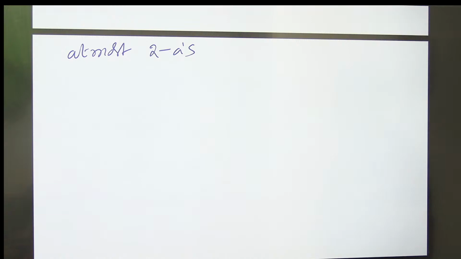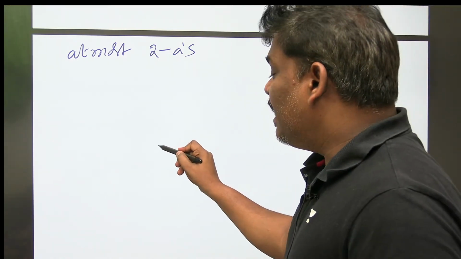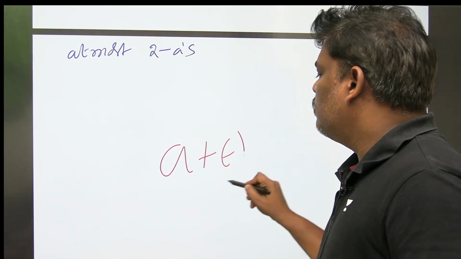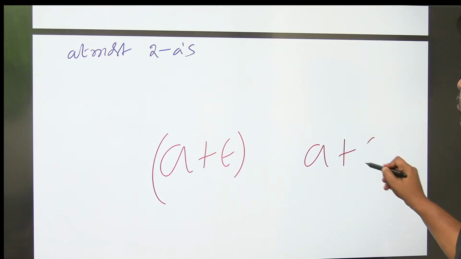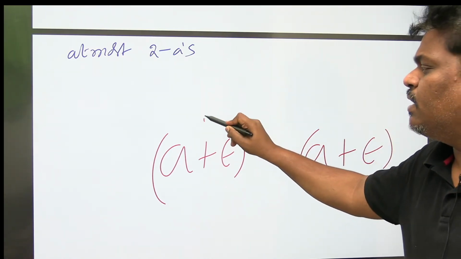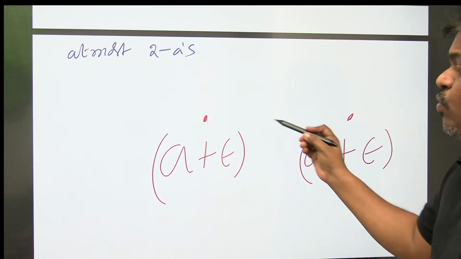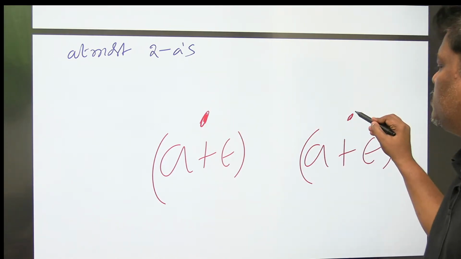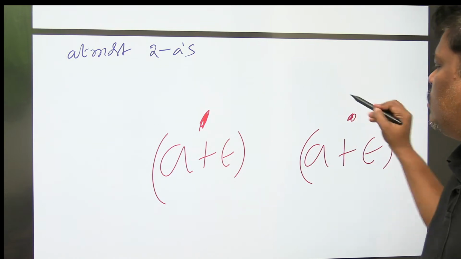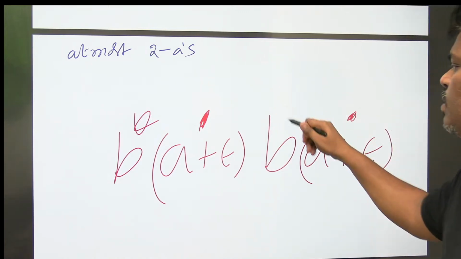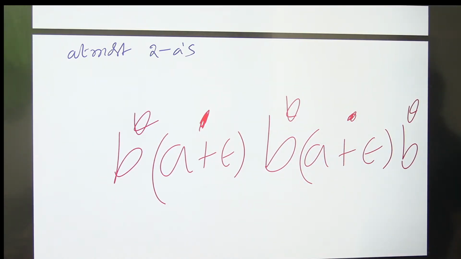Now at most 2 A's. What is the meaning? At most, maximum 2 A's. So it is (A plus epsilon). If you want, you can take epsilon here, so epsilon will come. If you want 1 A, take 1 A here and epsilon there. If you want 2 A's, take 1 A here and 1 A there. And B's can come any number of times, anywhere.